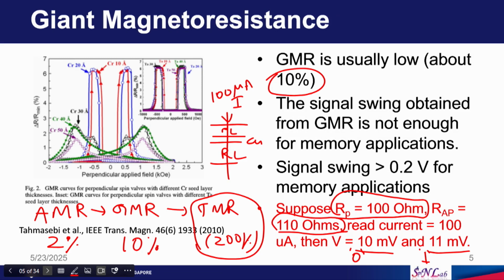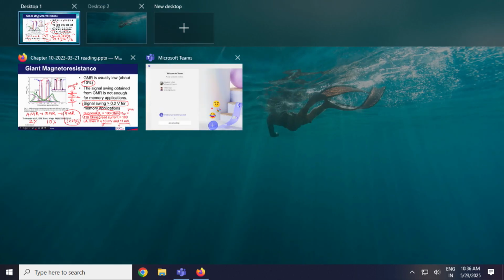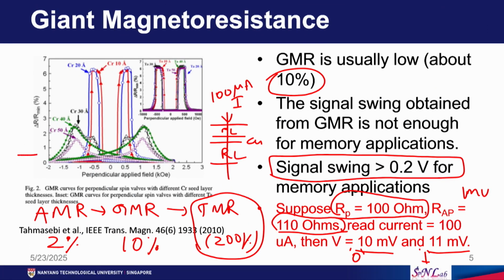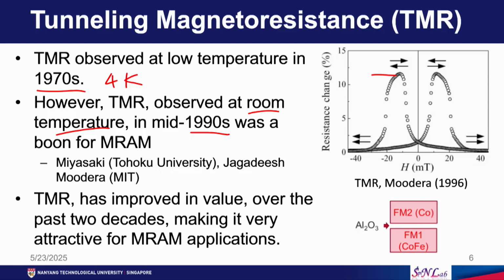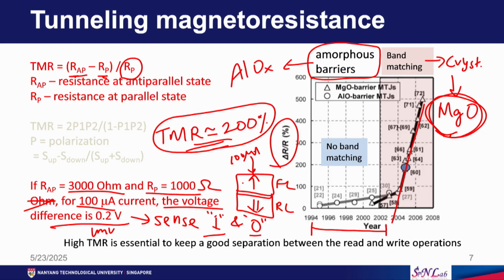Okay, so here the difference is only 1 millivolt, which is not enough. So we need a signal swing of 0.2 volt. Signal swing means the low resistance state gives a certain voltage, and the high resistance state gives a certain voltage. So this difference in the voltage has to be at least 0.2 volt. Okay, that is possible with this magnesium oxide.